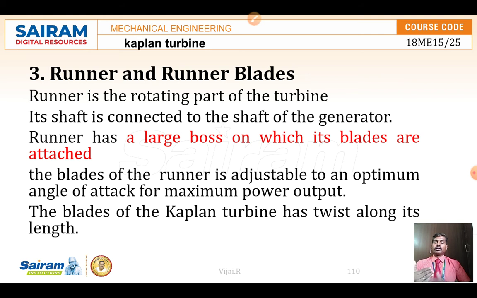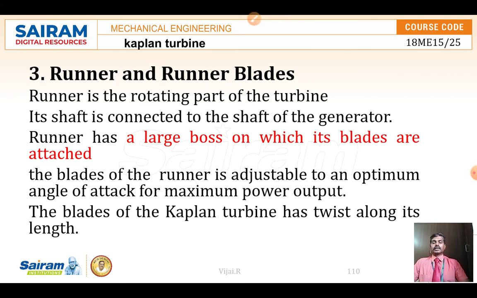The runner blade is located on a large boss on a shaft, and on the periphery, the circumference of the large boss, the blades are attached, and that shaft is going to be connected with the generator. Okay, for production of power, we have to connect it to the generator. So the blades are attached to the boss, and the boss has the shaft which is connected to the generator.